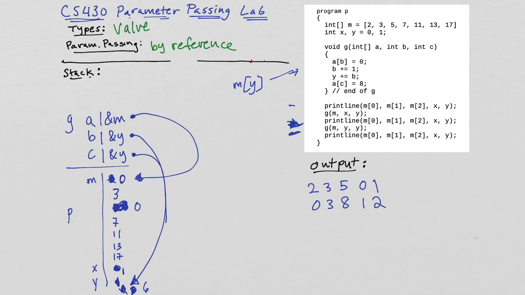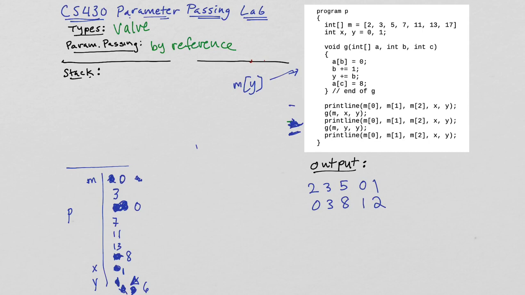And then A sub, which is M, sub C, which is Y, which is 6. So we're doing M of 6 on this last line, gets 8. So it's 0, 1, 2, 3, 4, 5, 6. This one becomes 8. And now we're going to return and print out the values. So it's 0, 3, 0, 1, 6. That we will print out.